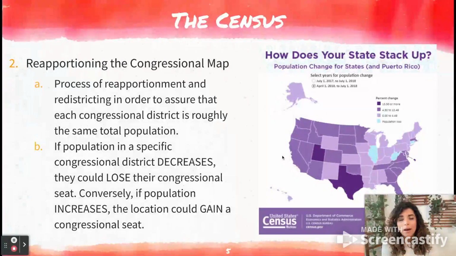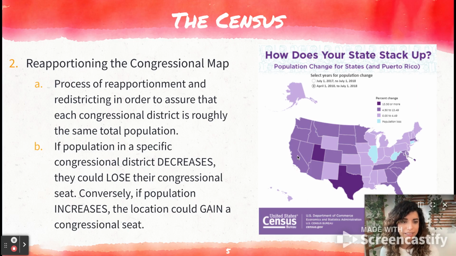The census also helps to reapportion the congressional map. By congressional map, that just means the map that's used to dictate how many representatives areas have within their government. Congressional map can also be applied to other places that have representative governments. So the process of reapportionment and redistricting is to assure that each congressional district is roughly the same total population, so that one area is not overrepresented while other areas are underrepresented. If a population in a specific congressional district decreases, they could lose their congressional seat. Conversely, if a population increases, the location could gain a congressional seat.